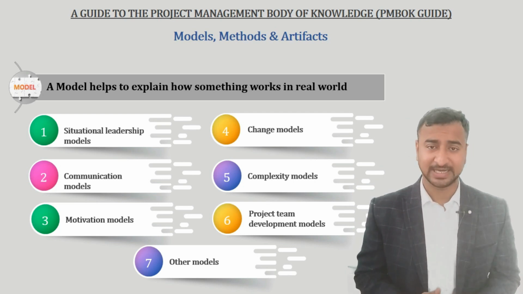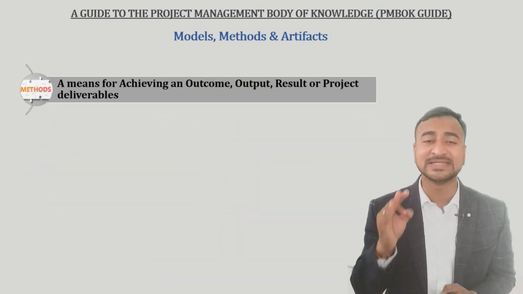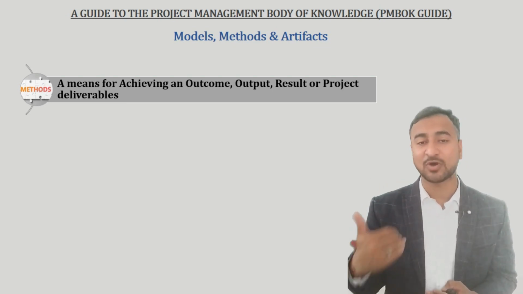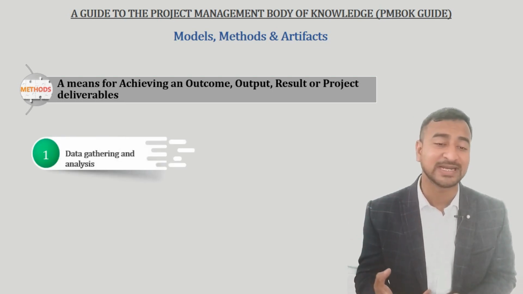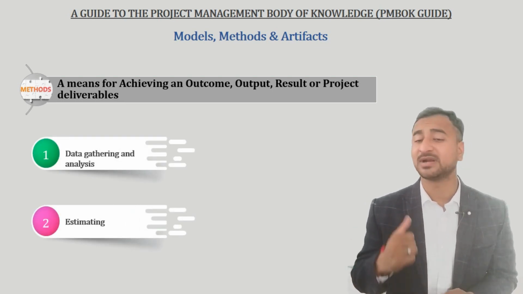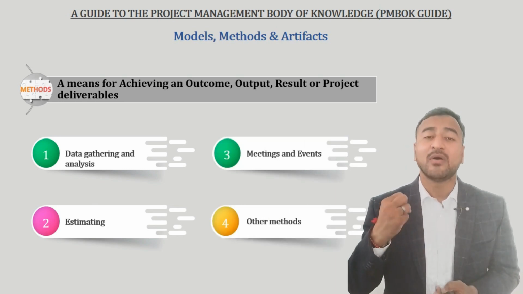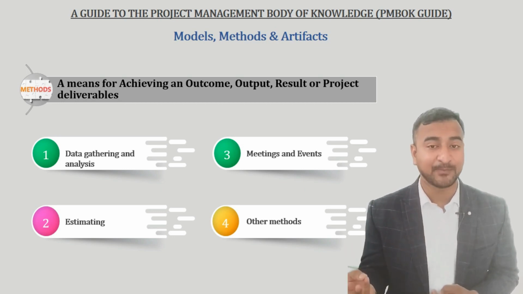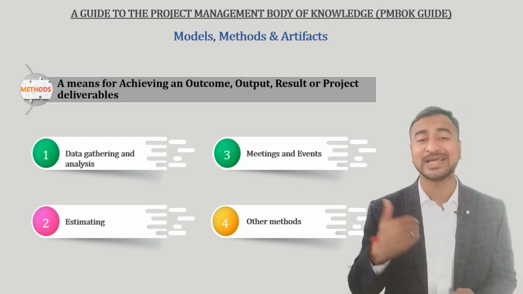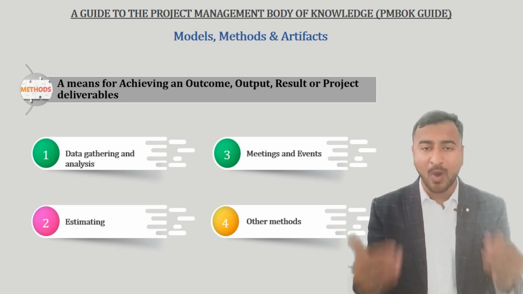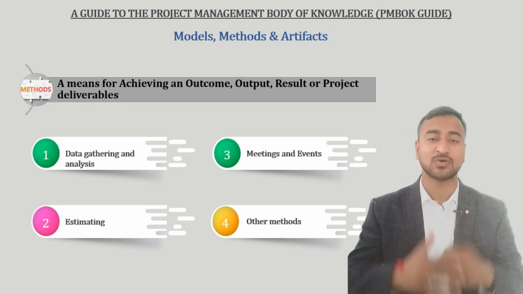Let's see that. And methods, what do you mean by method? A very simple understanding: a method is a means for achieving an outcome or result of the project. In upcoming sessions, we will discuss in detail data gathering, analysis methods, estimating methods, meetings and events, and other models and methods that focus on how you deliver the project, like probability and impact matrix, lessons learned workshop, project closeout, story point estimation, net promoter score, wideband Delphi technique, and many more. There are n numbers of methods that we are going to discuss or get an idea about.